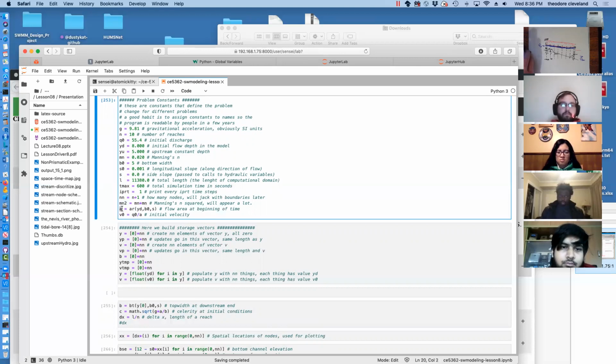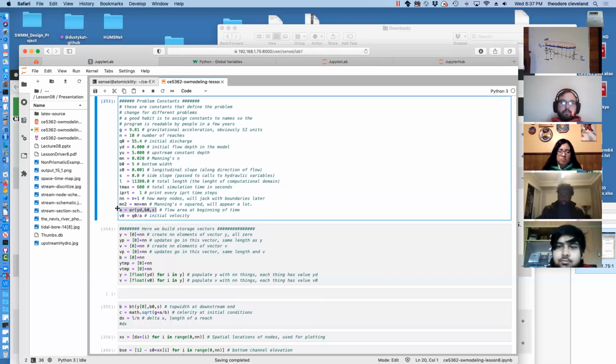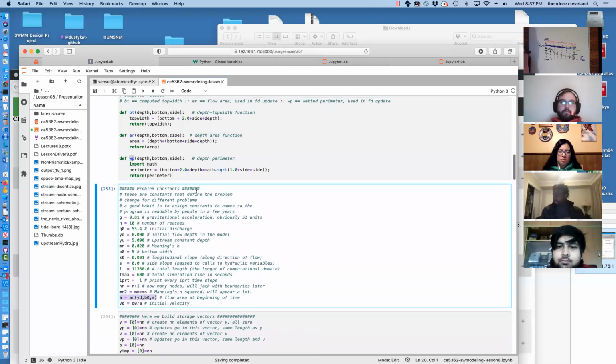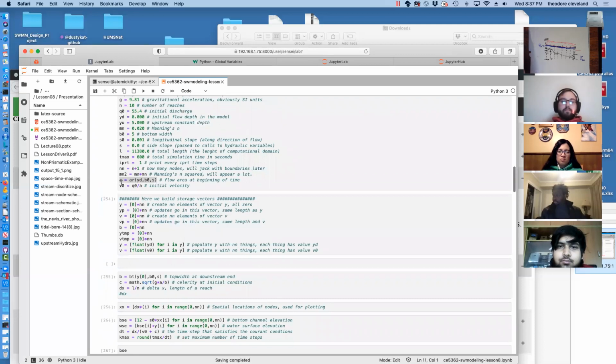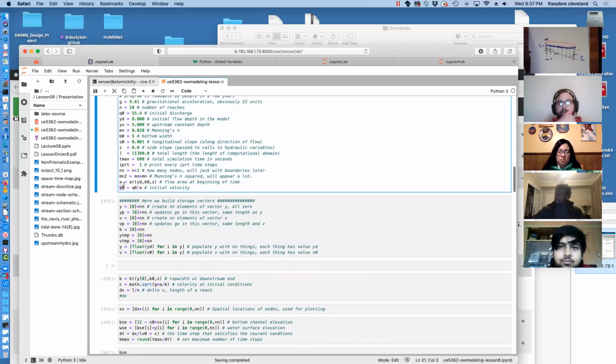And our flow area at the beginning of time. So that's going to be the area associated with the downstream depth in this case, our initial bottom width, and the longitudinal slope. So that's actually a function call. And it's okay because we already defined the function ahead of time. Boy, we're smart. If we don't do it, it gives us the pink block of errorness, and then you have to decipher the gibberish code that comes out.